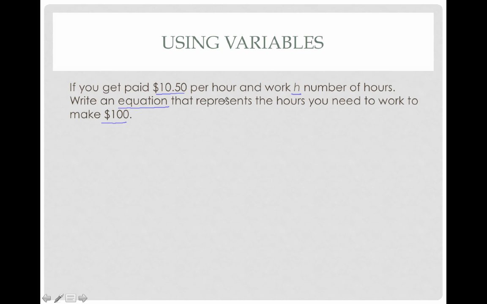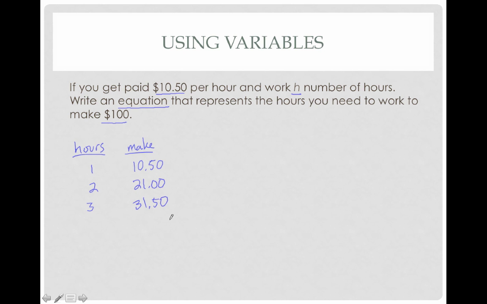So $10.50 per hour. One thing that helps with writing an equation is to think about what's going on. So if I work hours, let's make a little chart. If I work 1 hour, we make $10.50. If I work 2 hours, I make 2 times $10.50, so that's $21. If I work 3 hours, that's 3 times $10.50, or $31.50.